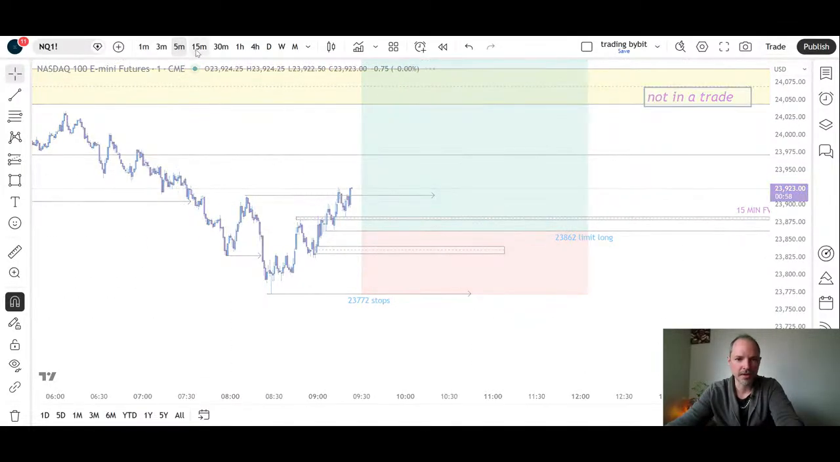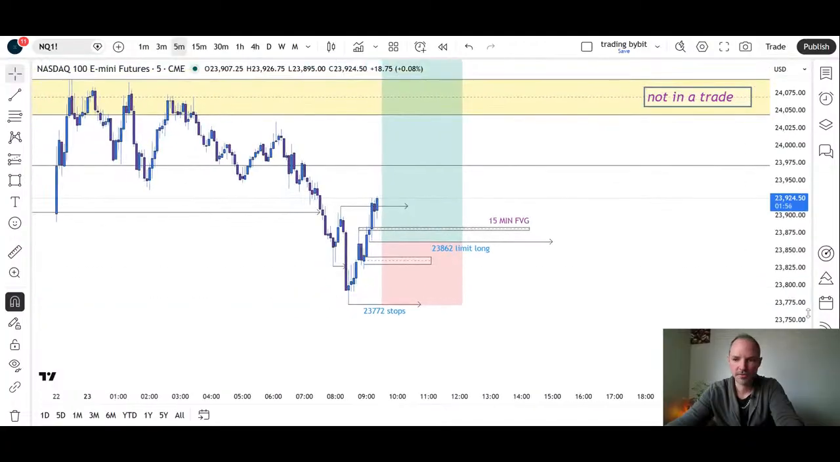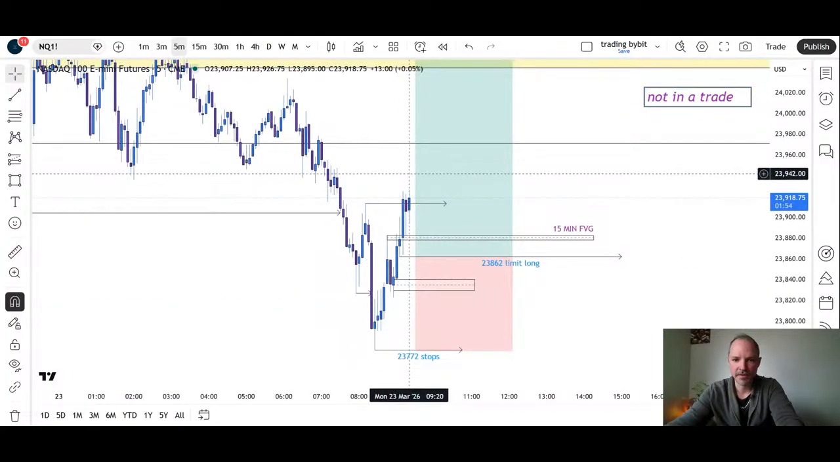And if the market starts rallying without us, I'm okay with it too. We will have a next fair value gap that we could tap or join from.